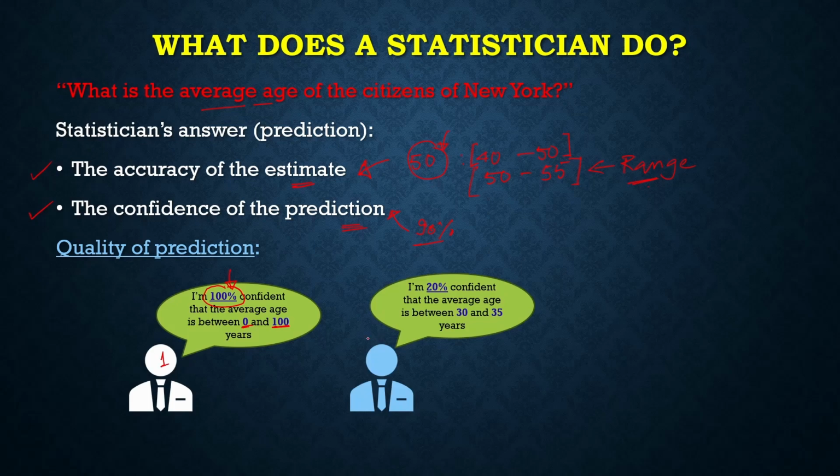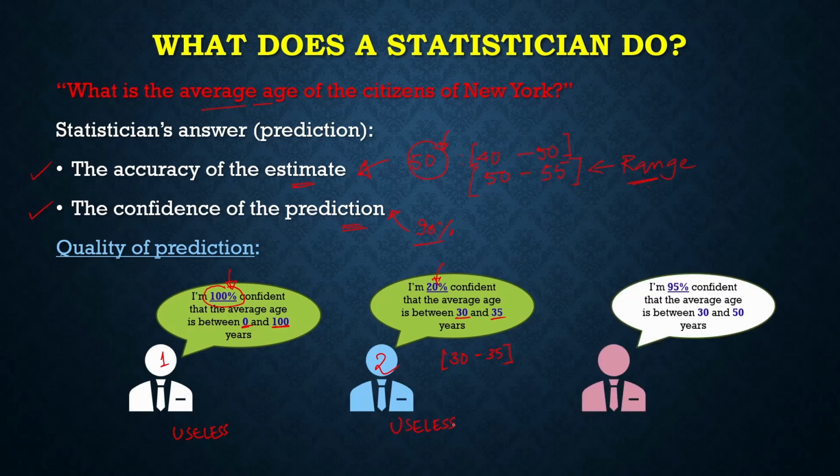The next one is person 2. The second person is saying, I am just 20% confident that the age is between 30 to 35 years, say. So here also you see he is specifying a range that is very tiny, very narrow, right? 30 to 35, just 5 years of gap. But his confidence is very poor. He is only 20% confident that the average age is between 30 to 35 years. So this is also not very useful. This is a useless statement, and this is also useless.